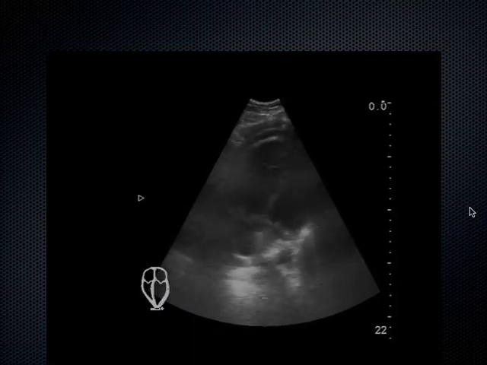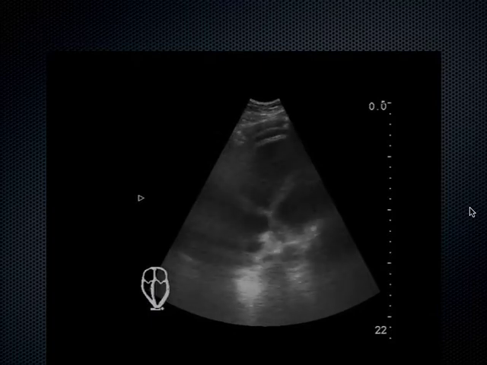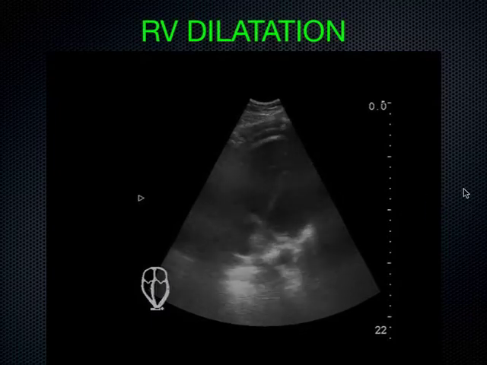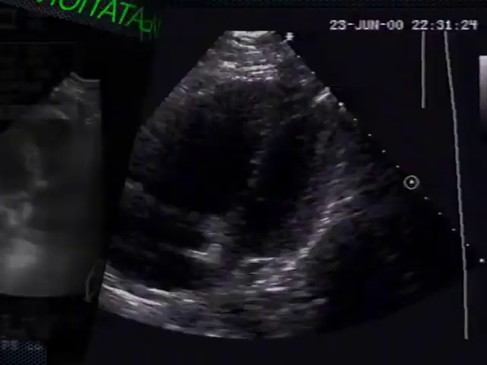Still had the RV strain picture going on here, but anyways, this was a big save, and we're having problems getting an ultrasound machine. This is our old ultrasound machine, and a month later we had a brand new ultrasound machine in our emergency department. It's amazing how something like that can really go a long way.